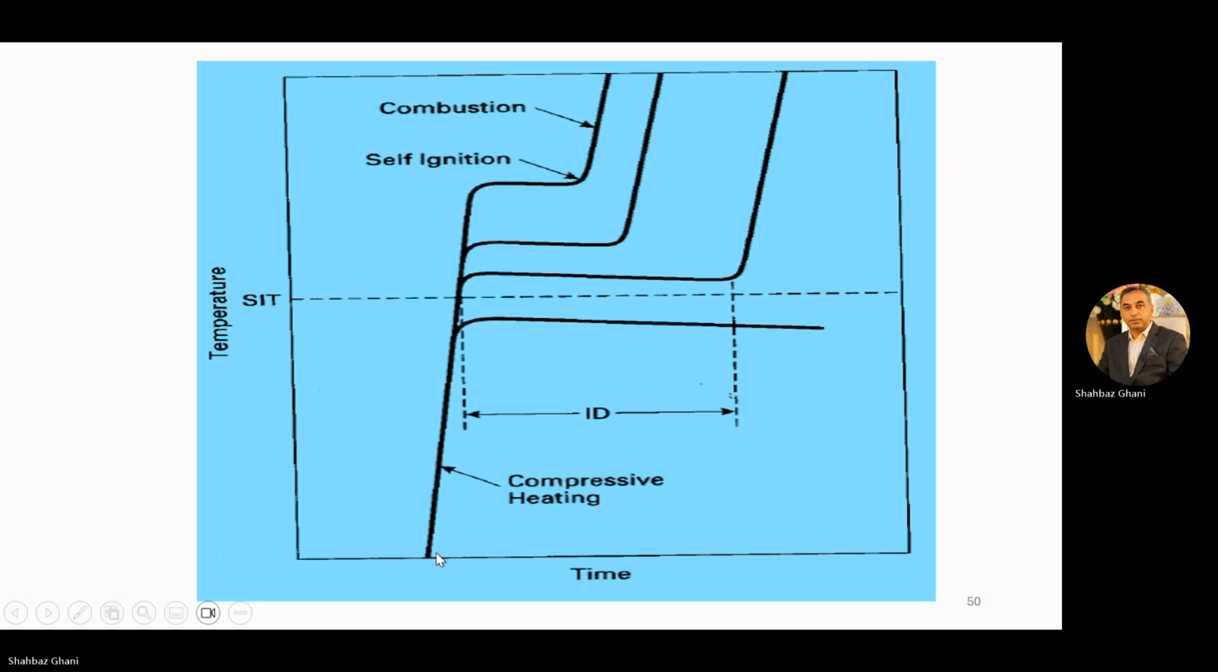Now, again, as you have studied, this is the self-ignition temperature, and this is with respect to time, so this is the ignition delay. Below the self-ignition temperature, the ignition delay is longer. As you move above the self-ignition temperature, the ignition delay is shorter and combustion is quicker.